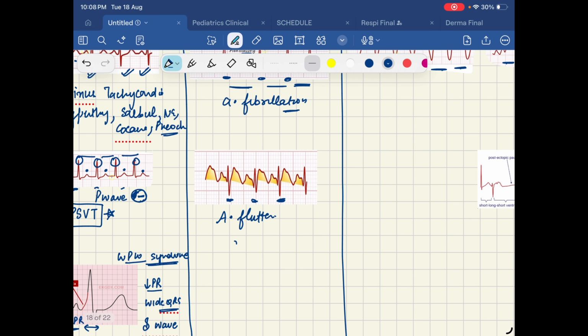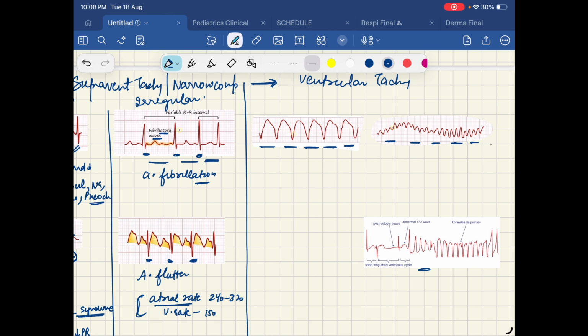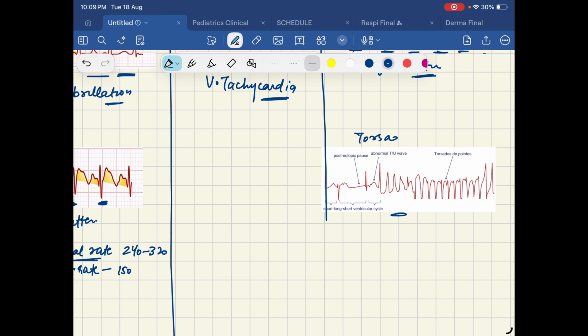Okay, so let's move on to the other side where you have wide QRS, right? In the ECG on the left, you can see that the RR interval is quite regular. Anything which is regular with wide QRS is simply called ventricular tachycardia. So the complete umbrella term is wide QRS, ventricular tachycardia, and this regular one. And where you see an irregular pattern, this is called ventricular fibrillation. Okay, and this special and very famous ECG is of Torsades de Pointes.